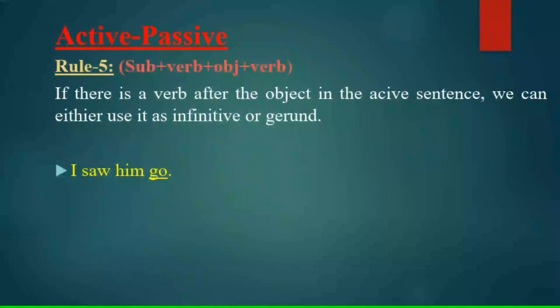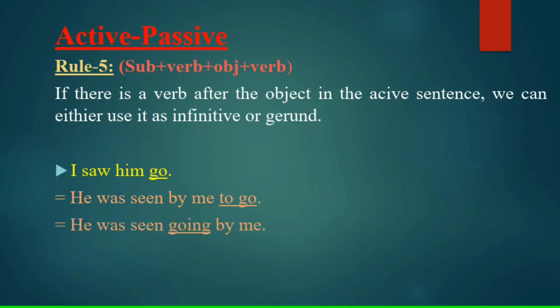"I saw him go." So you can see that after the object "him," you have another verb here, which is "go." So you can make it in two ways. That is, "He was seen by me to go." We are making the "go" infinitive here, and "He was seen going by me." We are making the "go" gerund here. So remember, if you make it infinitive, you should put it at the end of the sentence. But if you make it gerund, you should put it after the verb.